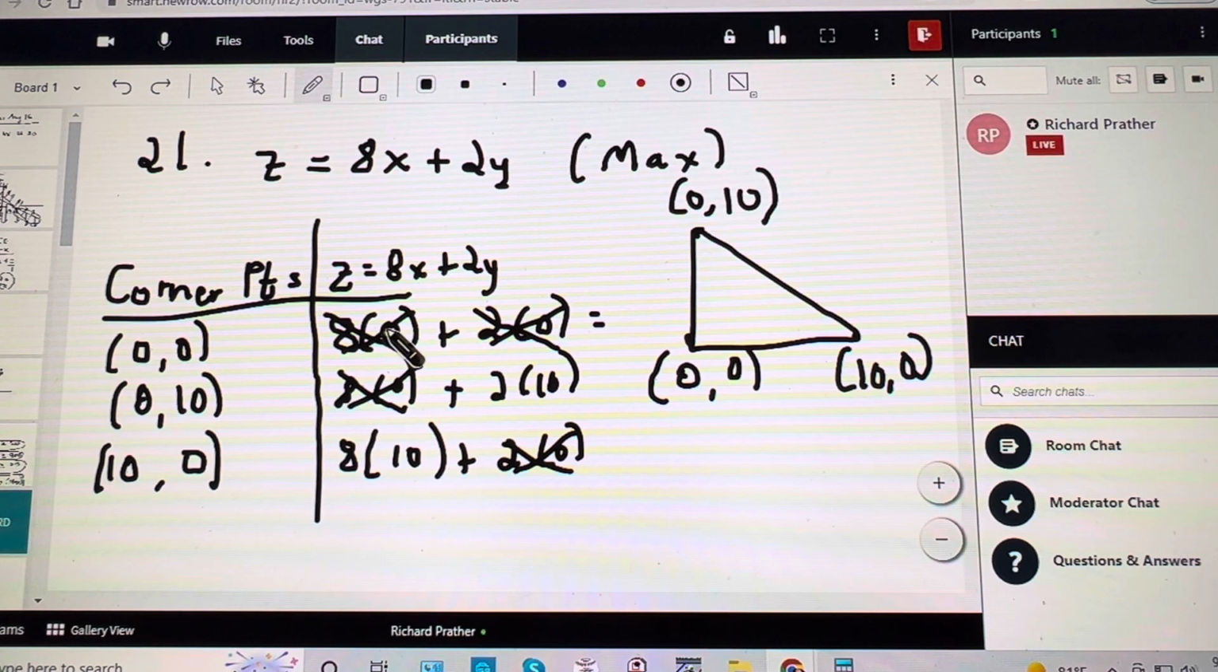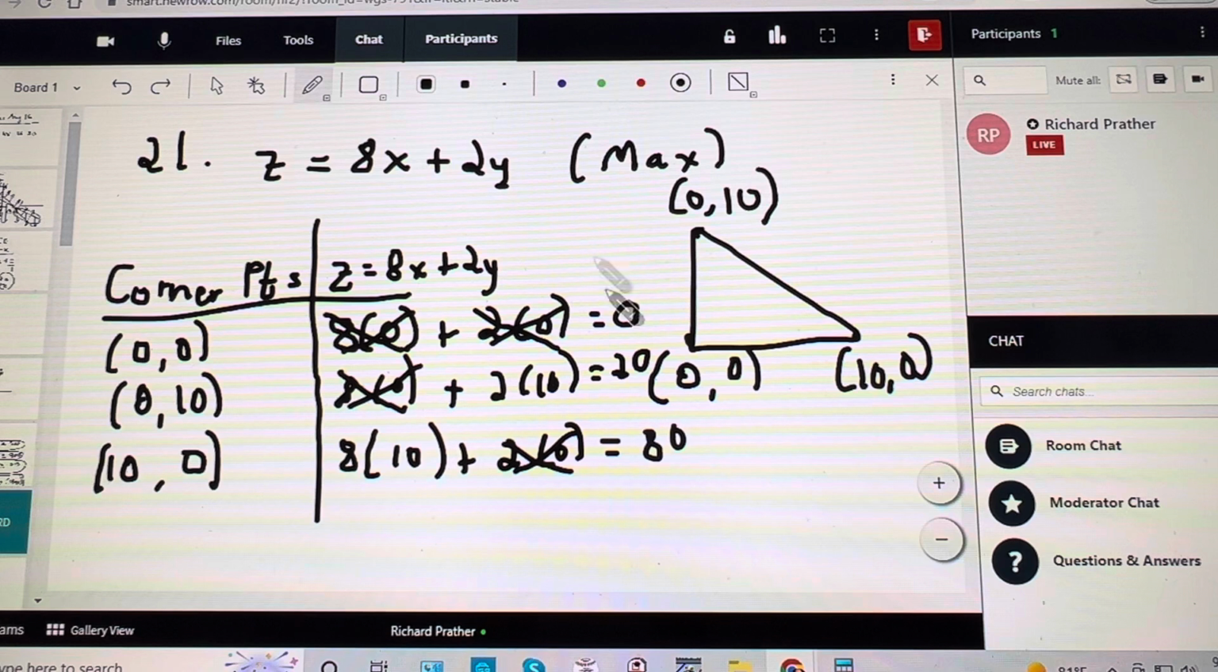In fact, this is 0 plus 0 right here. This is 0 plus whatever 2 times 10 is. 2 times 10 is 20. 20 plus 0 is 20. That's why you don't need the 0 part. And this is 8 times 10, 80, plus 0, but that's just 80.